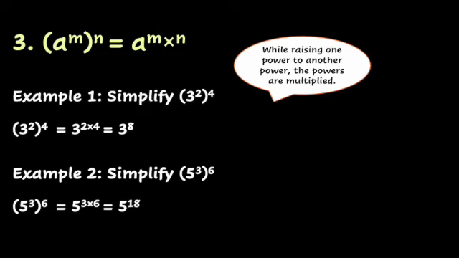So have a look at the first example. We have 3 raised to the power 2, whole thing raised to the power 4. So in such cases, we multiply the powers.